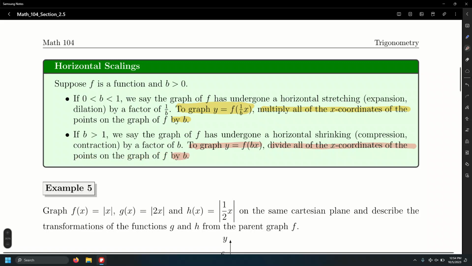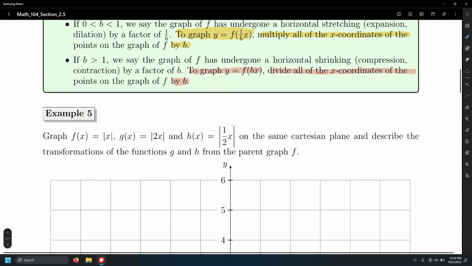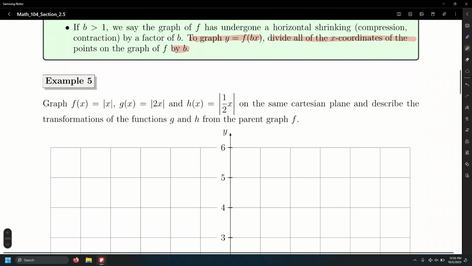This is going to affect the horizontal scaling, which affects the x coordinates, not the y coordinates, as opposed to the vertical scaling. And let's do one example to illustrate this idea.